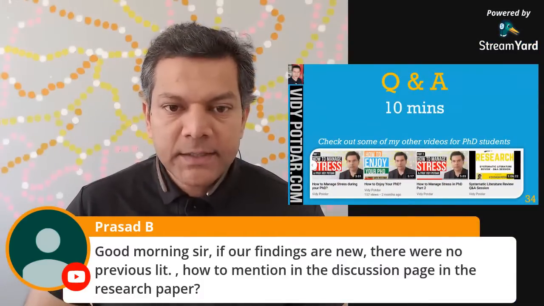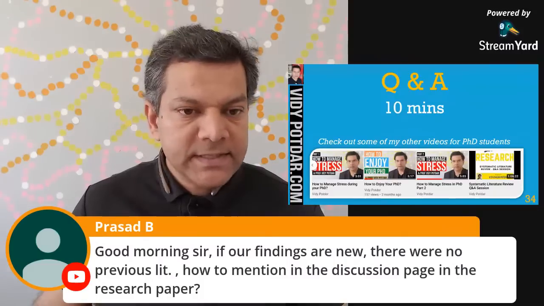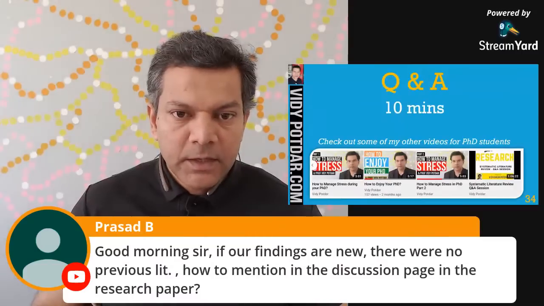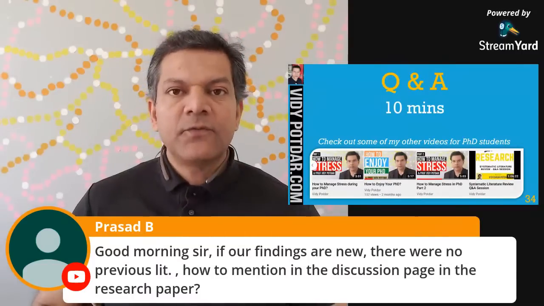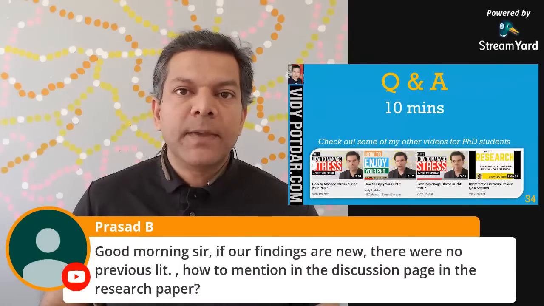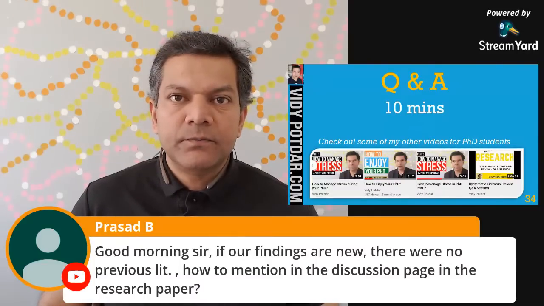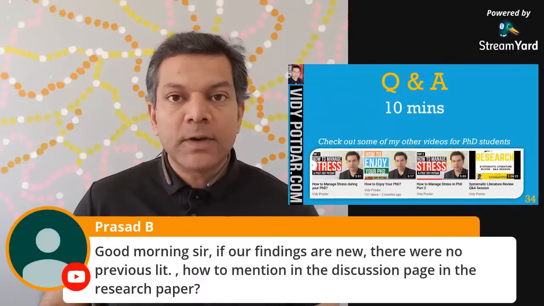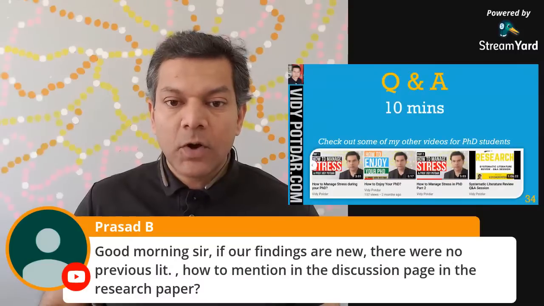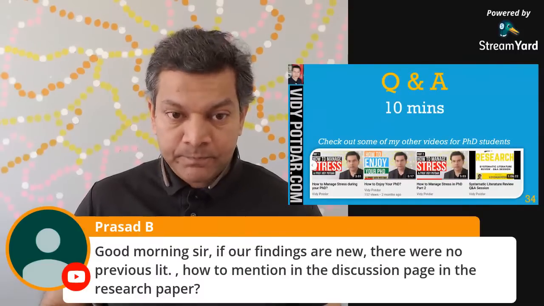If our findings are new, there is no previous literature, how to mention in the discussion section of the research paper? If our findings are new. So if your findings are new, you can just mention your findings. You do not need to compare them with anything, because if there is nothing to compare, you cannot compare, right? So you would not need to compare with anything.